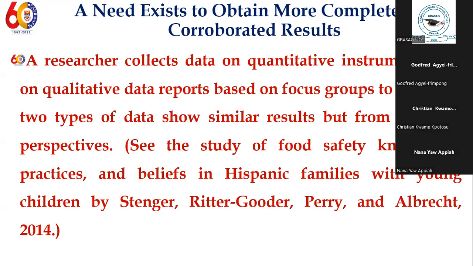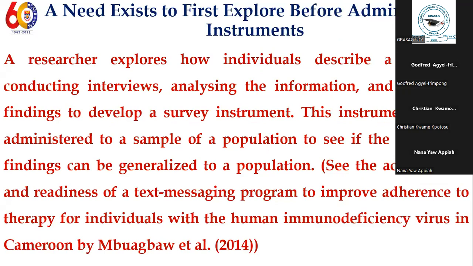Again, when there is a need to first explore before you administer results. There are several examples of this. In cases where you do not have much information about the individuals, but you need to conduct a study there, you will see that you would have to go and talk to the people and observe the people, take information from them, and that information will help you to develop the instrument, that is a quantitative aspect. And this instrument will now be used to collect data from the sample that you get from this population. So in instances like this, you will need a mixed methods research approach.